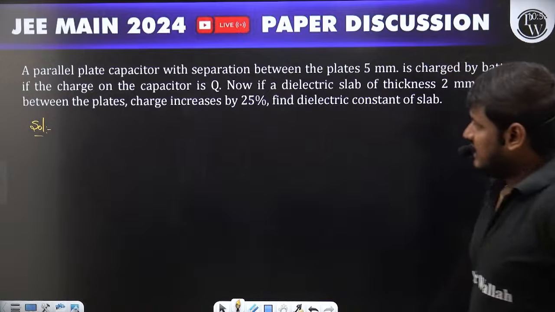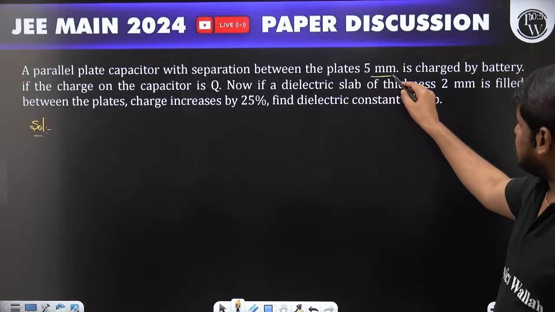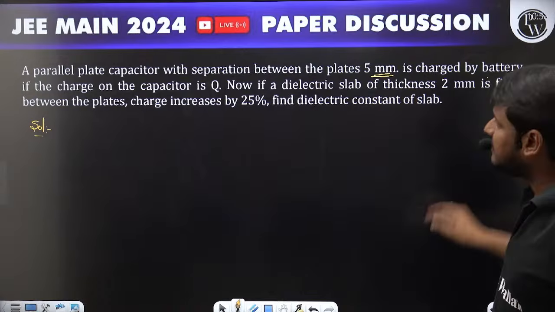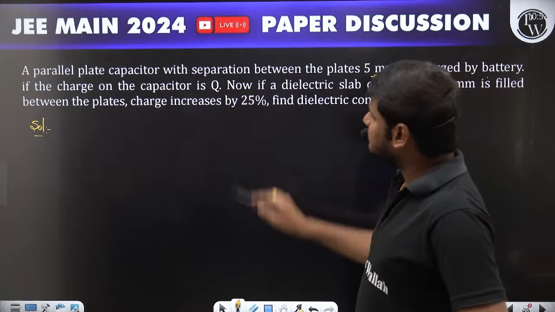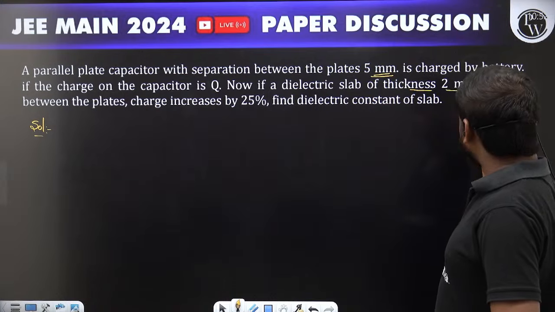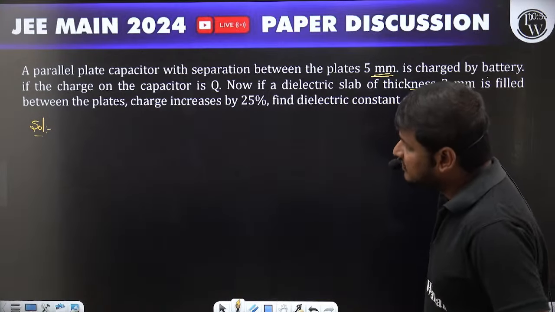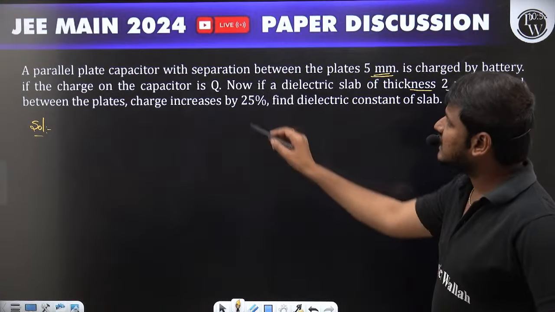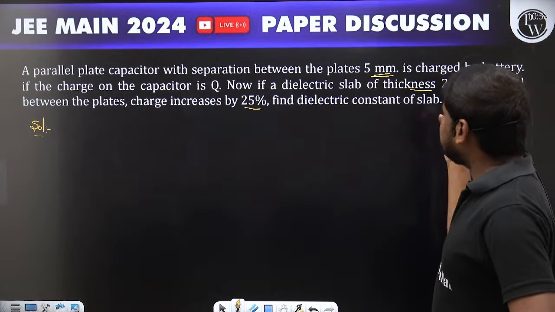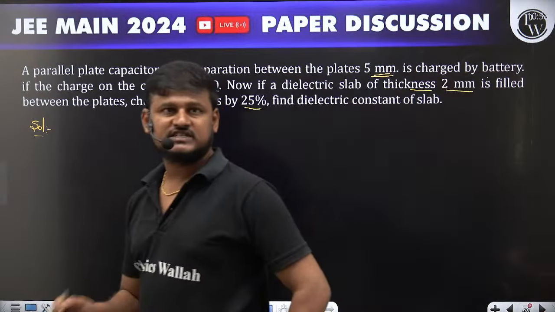A parallel plate capacitor has a separation between the plates of 5 mm. It is charged by a battery, and the charge on the capacitor is Q. Now a dielectric slab of thickness 2 mm is placed between the plates, and the charge increases by 25%. Find the dielectric constant of the slab.